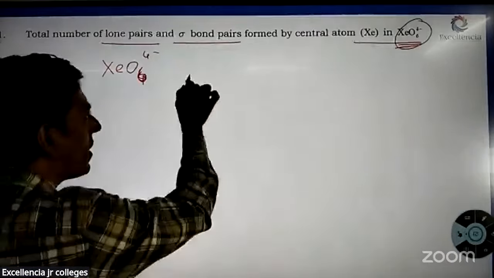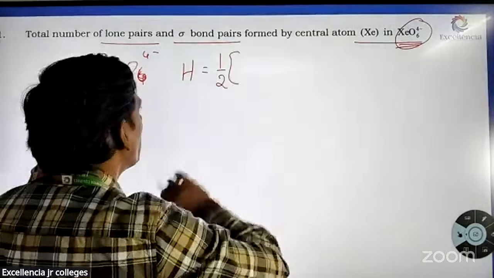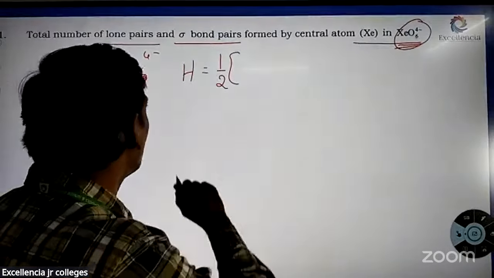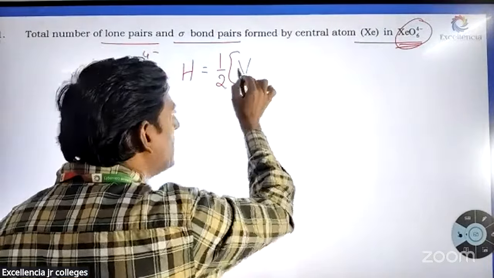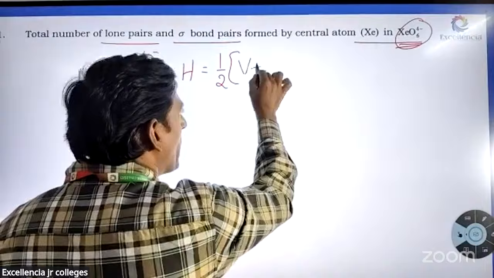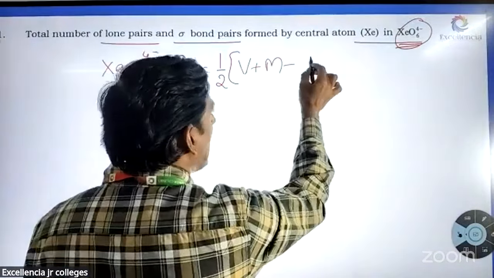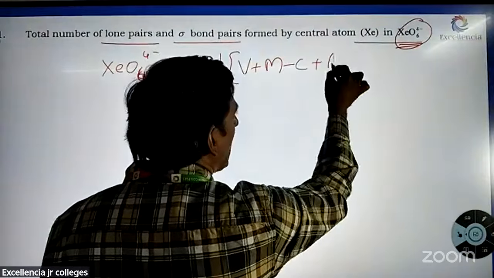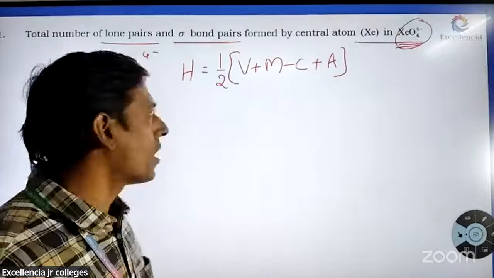When we go for the hybridization, we have a formula. Hybridization H is equal to 1 by 2 of the number of valence electrons in the central atom plus the number of monovalent atoms bonded to it minus the cationic charge plus the anionic charge. This is the formula to determine the hybridization for unknown molecules.